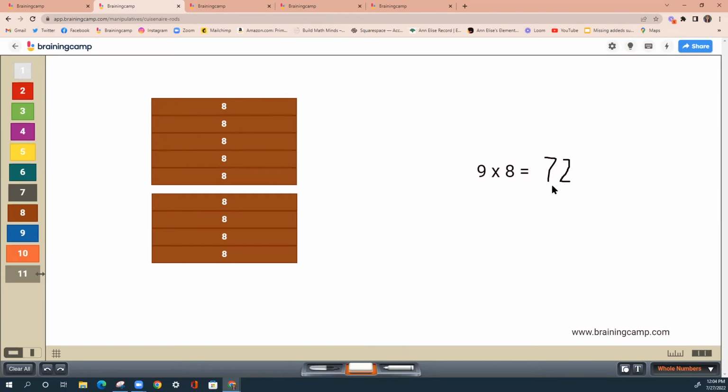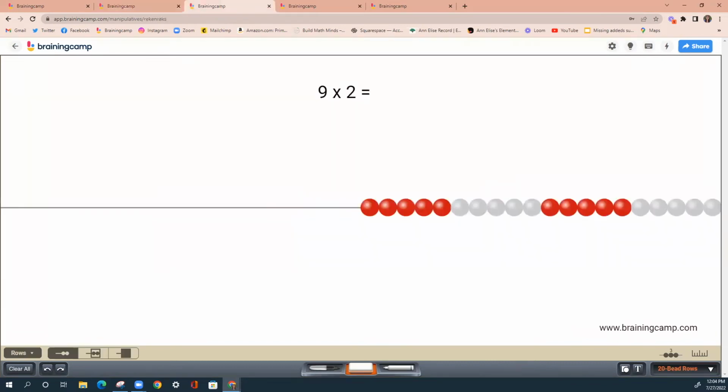And that is going to always work because that pattern with our 9s is wonderful. Now we can move on to look at this beaded number line. Within the Braining Camp app, you have the 20 beaded row, but I also want you to imagine this being 100 beads. This can be really helpful, a nice concrete way before you go to number lines, which are a little bit more abstract.